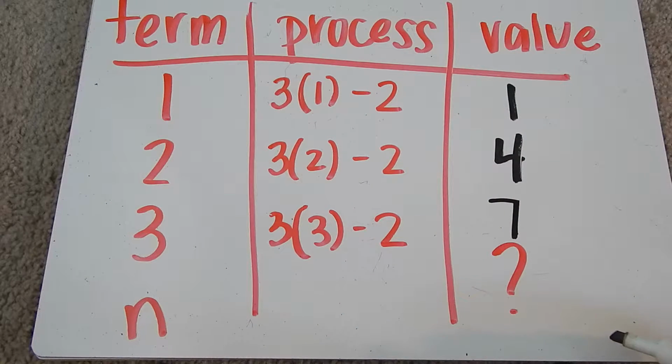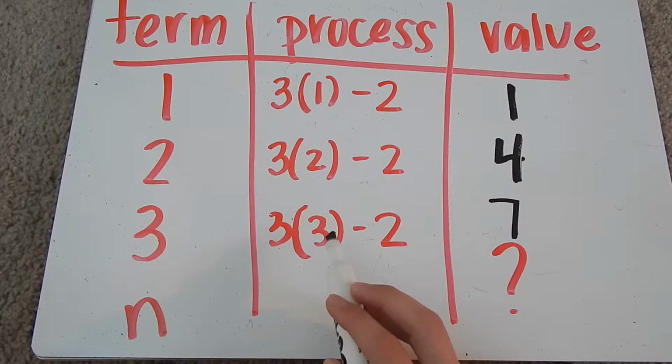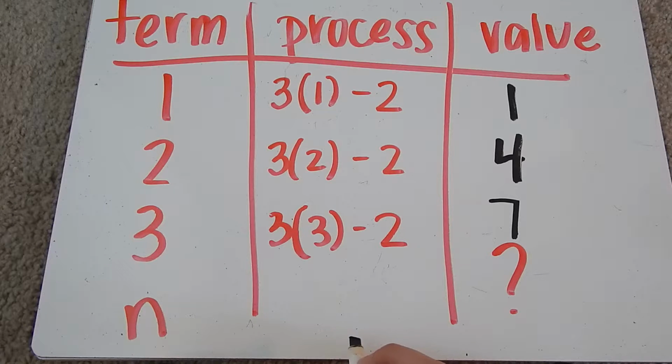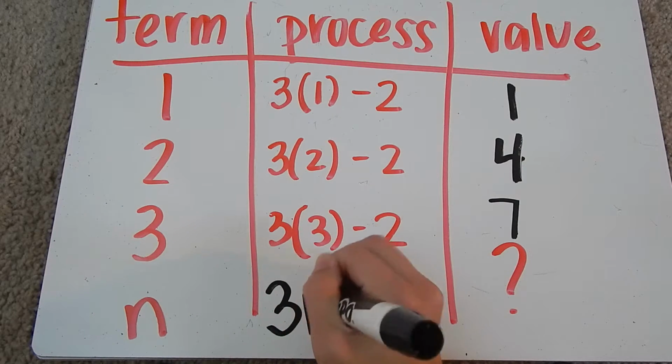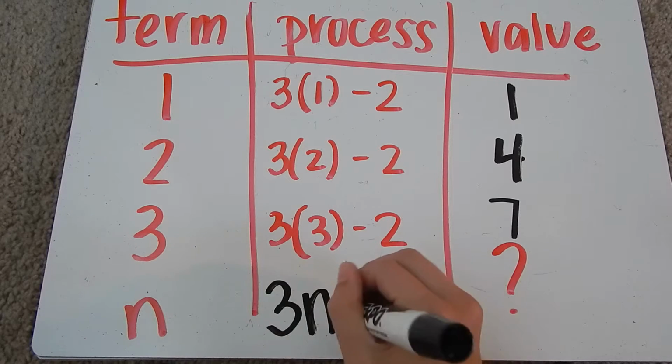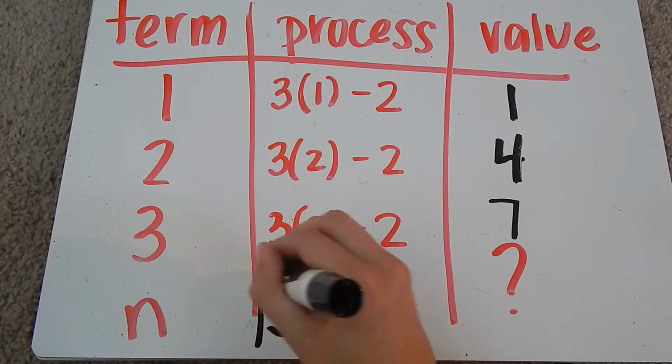The nth term, since we don't know n, we can't actually find the value, but we can describe the process, and usually the process and the value are equal. So the process here, as you can see, is the terms we're putting in parentheses. So multiply the term by 3, subtract 2 each time. So this time my term is n, so it's going to be multiply 3 times my term, subtract 2. That is the nth term.